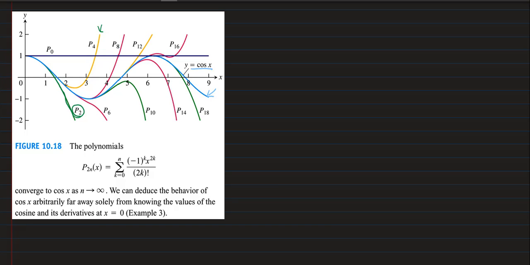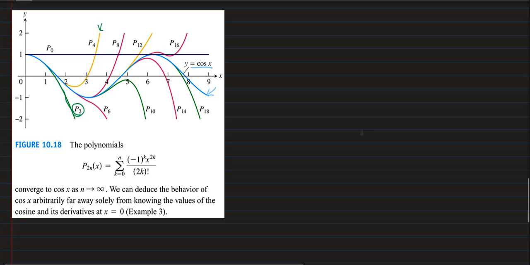Remember, the blue graph is the cosine function. So as our degree of our polynomial gets bigger and bigger and bigger, this cosine function is closely being approximated by these curves for further and further distances. If we let n go off to infinity, then we would have the actual graph of the cosine function. So these polynomials converge to cosine as n goes off to infinity. We can deduce the behavior of the cosine function arbitrarily far away solely from knowing the values of the cosine and its derivatives at x equals 0.